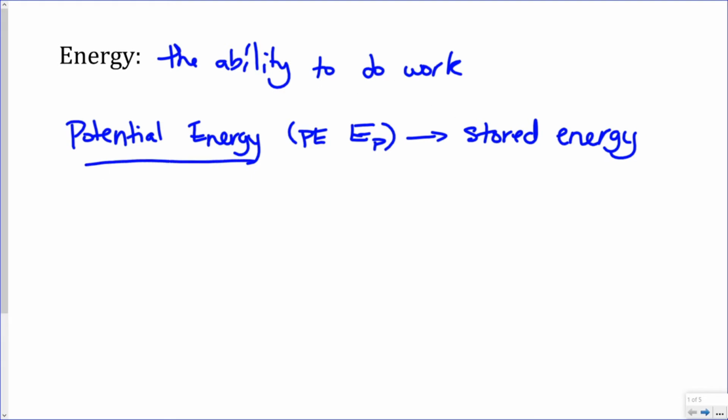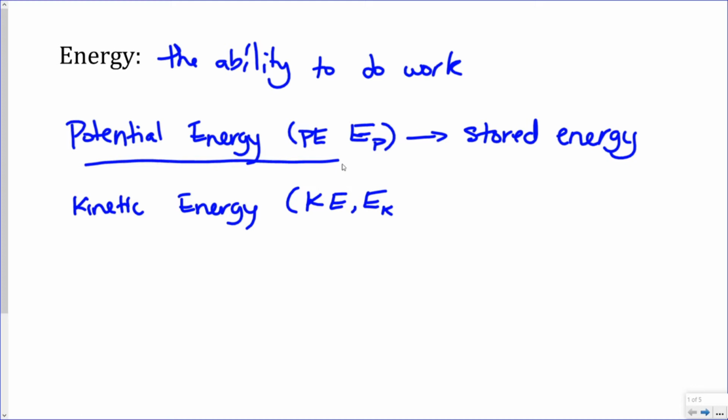The other type of energy that we are going to look at is kinetic energy. And unsurprisingly, based on what you've done in this class so far, kinetic is going to be talking about movement. Sometimes we shorten this to KE for kinetic energy, or you might see it written E_K. And this is energy of motion.